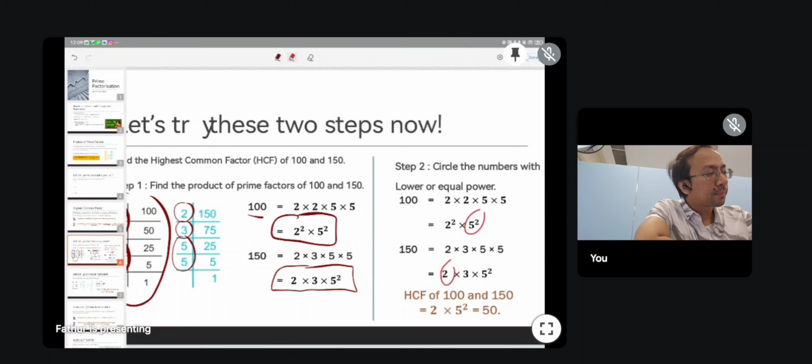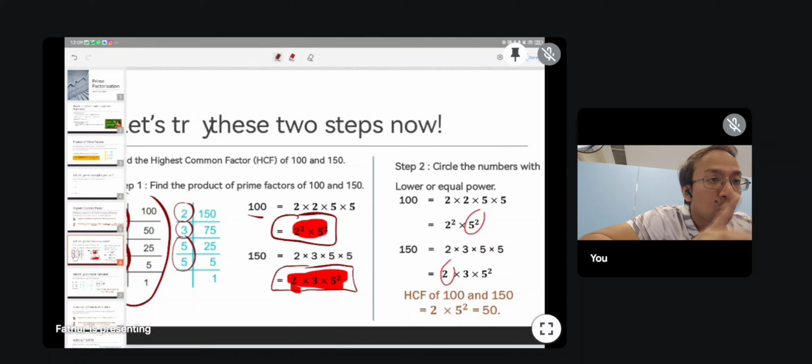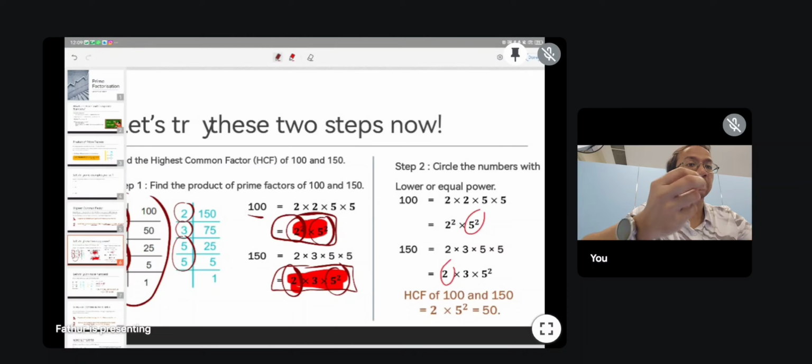So now you compare this one and this one. Which one is the common number here? Common numbers are not common power. Common numbers. I'm talking about 2 followed by 5. I see 2 and 5 as common numbers, right? Is 3 a common number? No, so you don't circle 3. Okay, common number means what? The number must appear in both the numbers, both the 100 and 150. But 3 is not, right? So the only common numbers are 2 and 5. So I circle the 2 and 5.